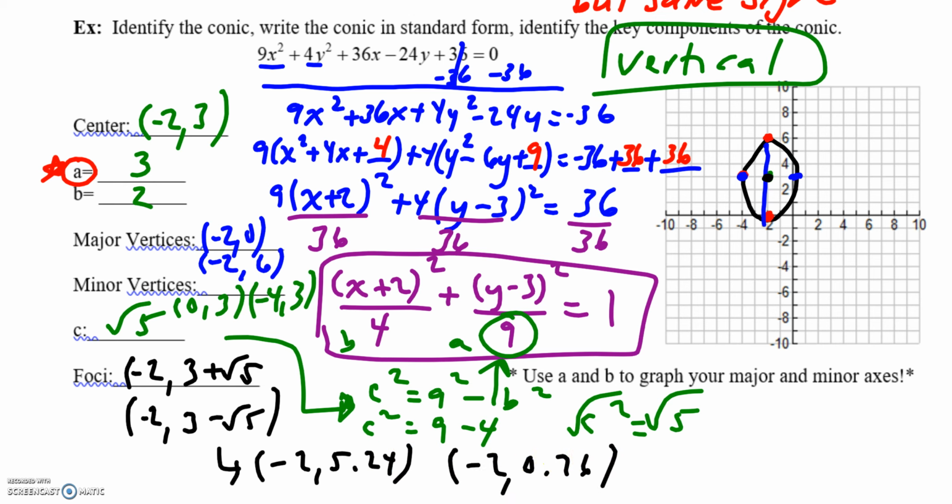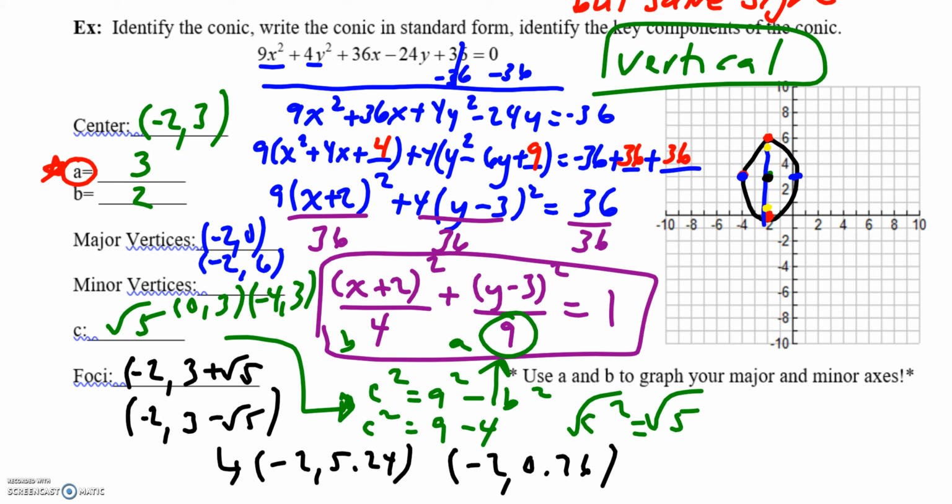And so just to see if those fit in, -2, 5.24 would be a little bit before that red dot on the major axis, and -2, 0.76 would be right about there. So there's a picture of a vertical ellipse. The last example I'm going to have to do in another video.